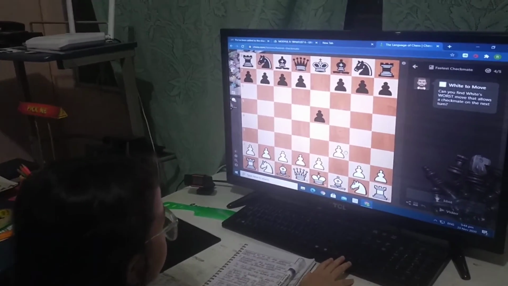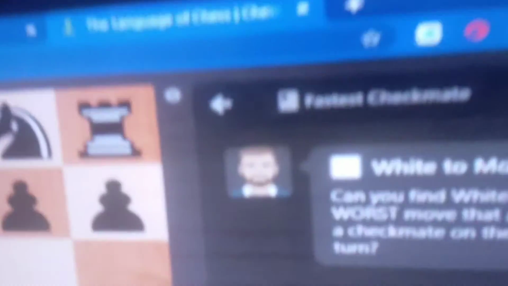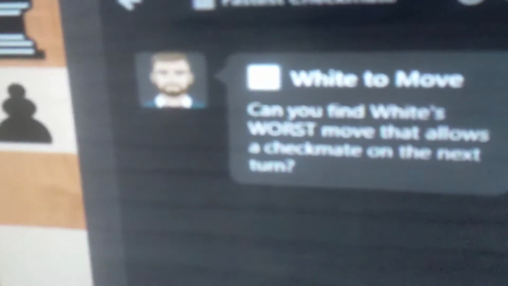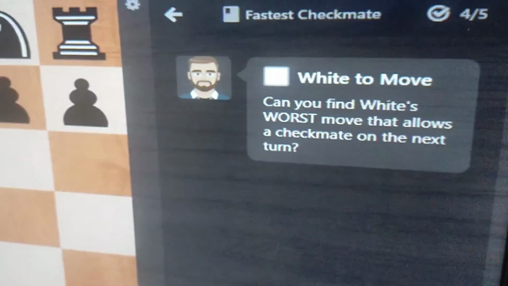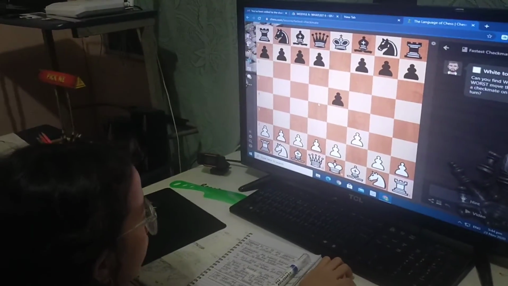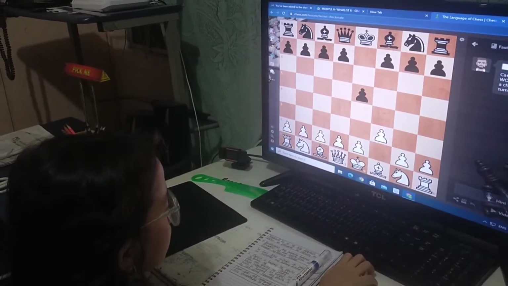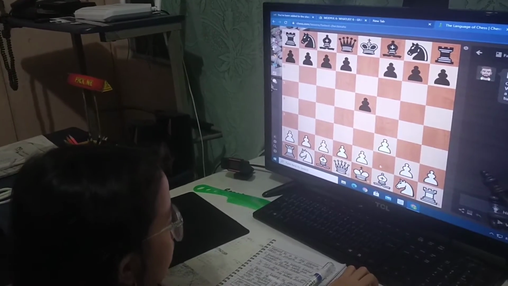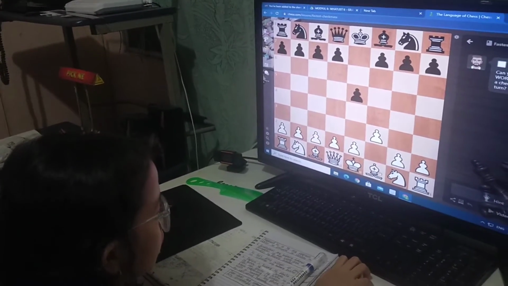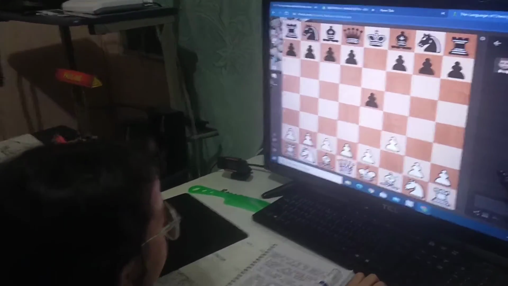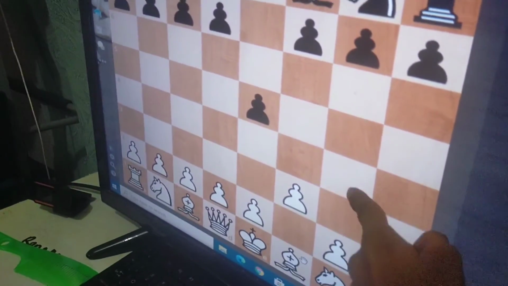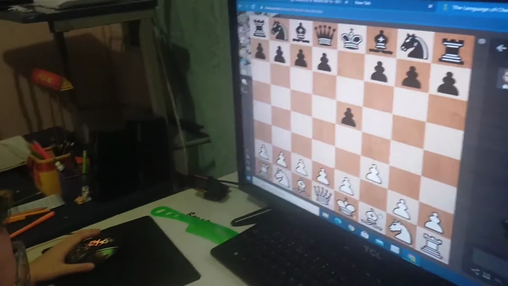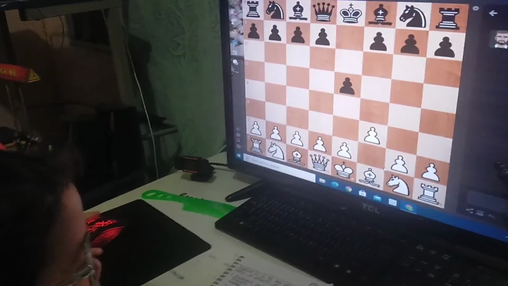Ano daw, ito naman kakaiba yung turo niya. Sabi niya dito, can you find white worst move that allow a checkmate on the next turn? O ano daw yung maling tira dyan ng white? Oo, kaya siya machi-checkmate. F, G, G po. Hindi naman natin siya gagawin sa totoong laban, pero ano siya? Task kasi siya. So, G4, baby.